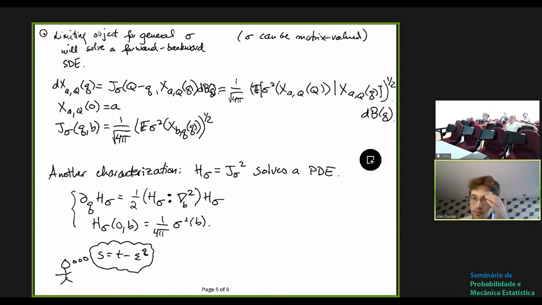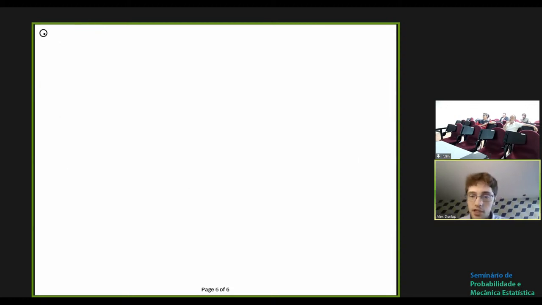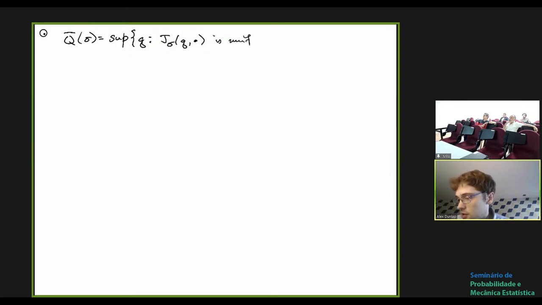Right. So in order to state the main result, I need to introduce one more quantity. Q bar of sigma is the maximal Q such that J sigma, with the first argument frozen at Q, is uniformly Lipschitz. Okay, so this is Q bar of sigma, and then the theorem.